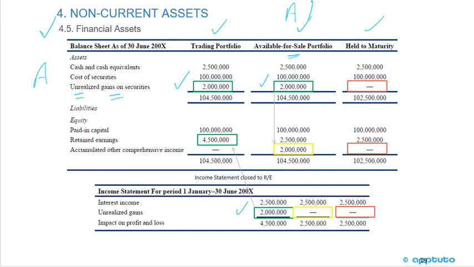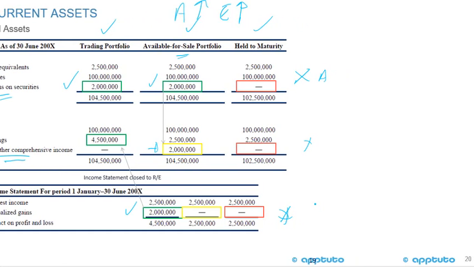A has gone up, so E has to go up. But because it has been classified as available for sale, it's not going through the income statement, but it's going through this equity item called accumulated other comprehensive income. Then finally, held to maturity, because it's held at cost or amortized cost, the unrealized gain is not recorded, so A does not go up, E does not go up, and obviously it's not running through the income statement.